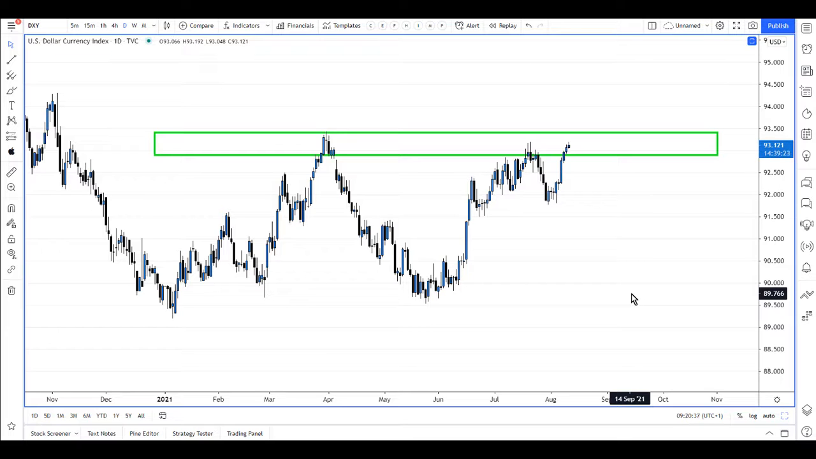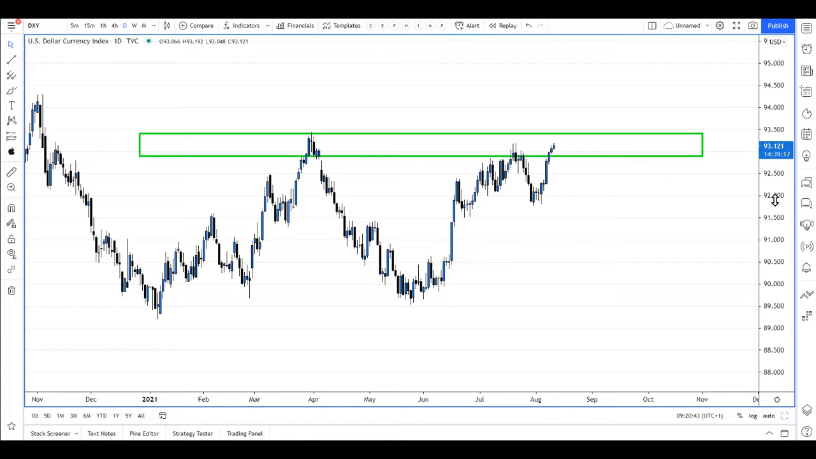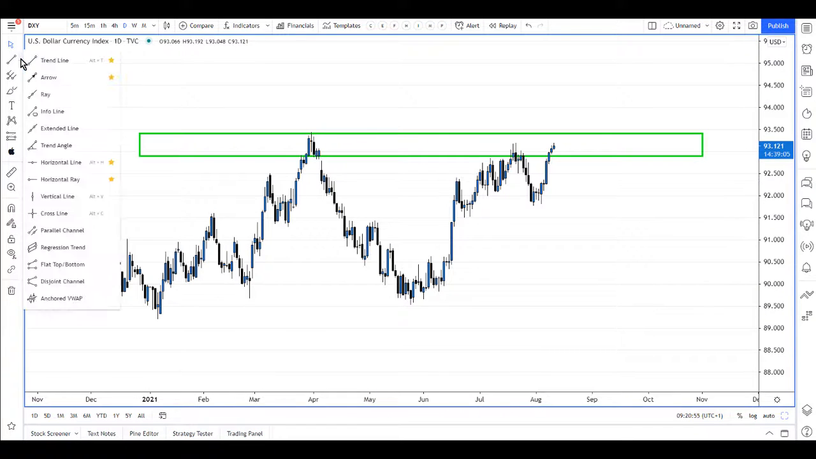Are we going to be breaking to the upside, or are we going to be rejecting again and maybe coming to test 92? Now, if we were to break this low here, I would suggest that we're going to have a bigger downside, maybe towards 90. So it'd be very interesting to see what happens.